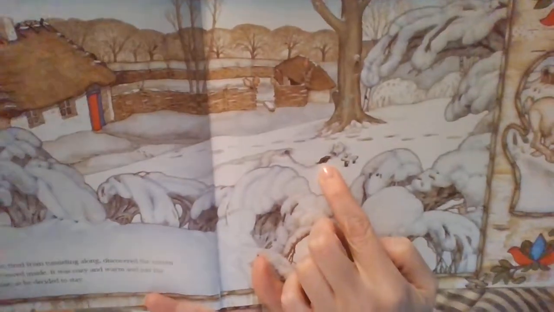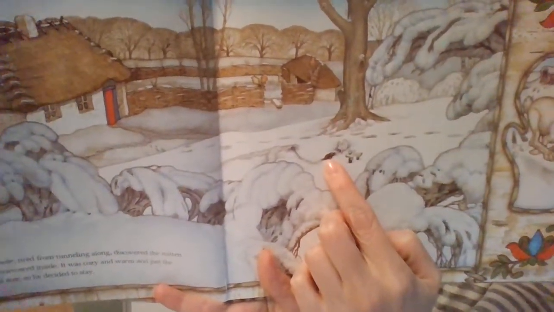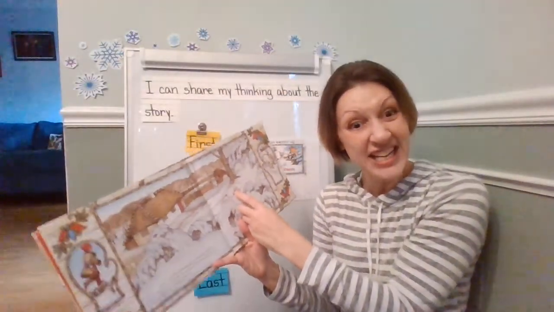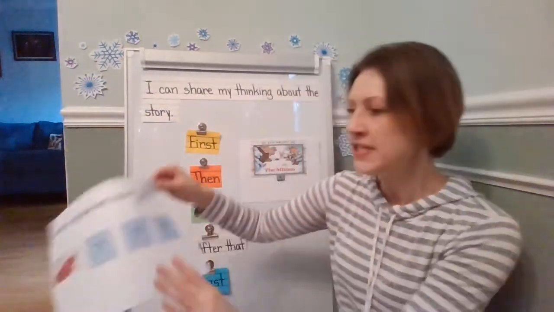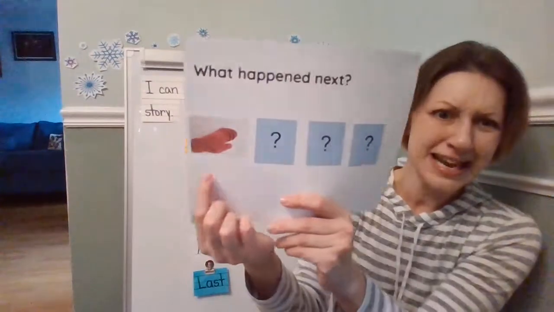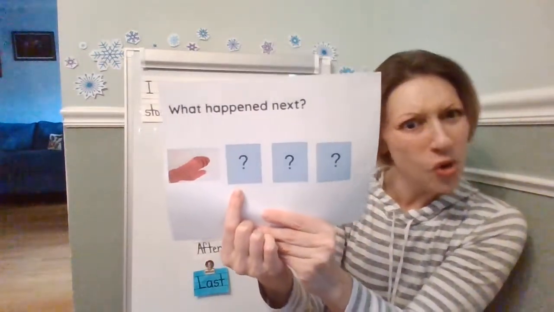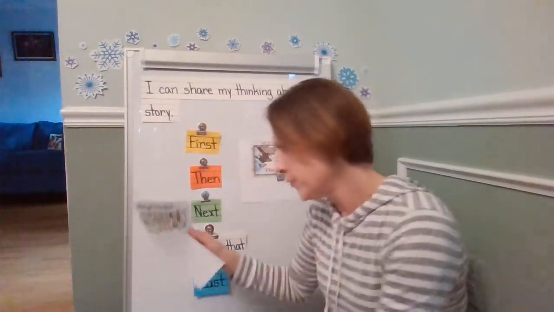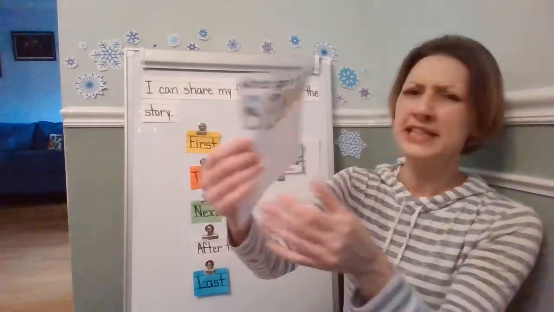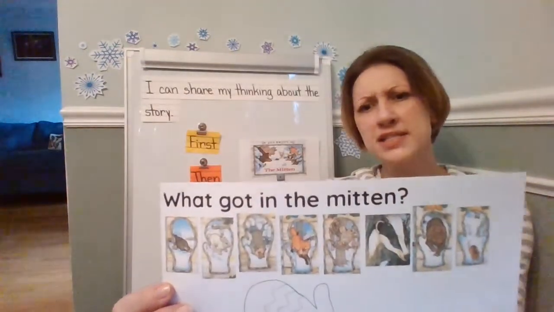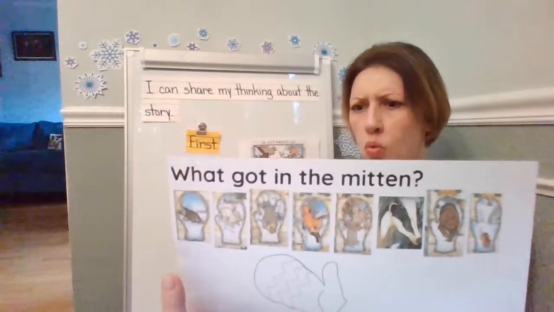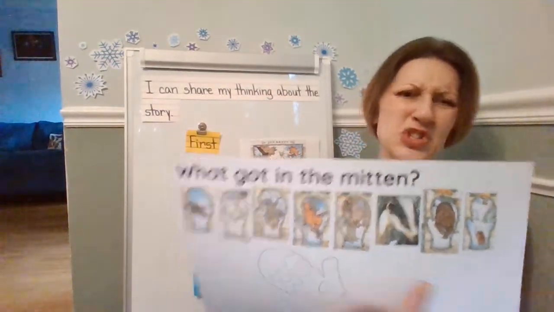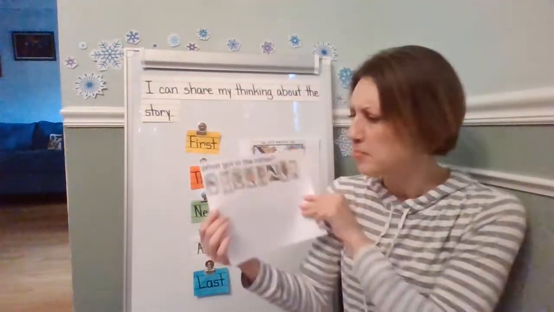Look. What happened with the mole? You're right. The mole went inside of the mitten. So we could say for here, what happened next? The mitten dropped and the mole went inside of the mitten. We could say that. So if we look at these pictures, what got in the mitten? What do you think got in the mitten? Well, we looked back at the story. Do you remember when we noticed that it was a mole?